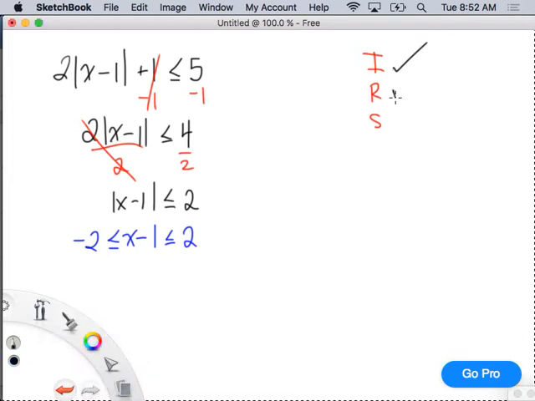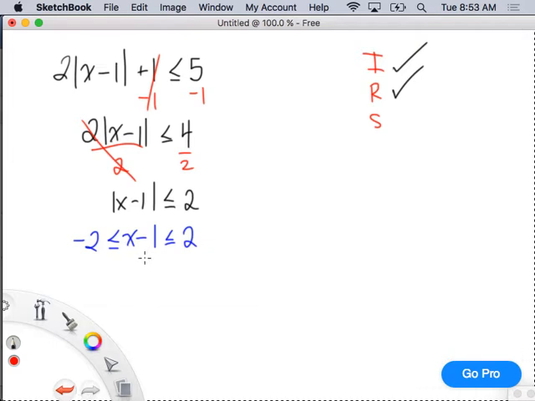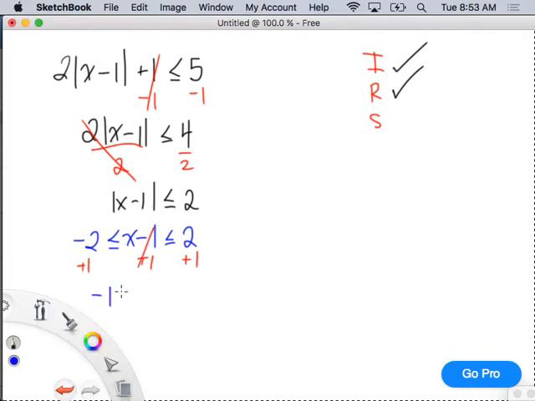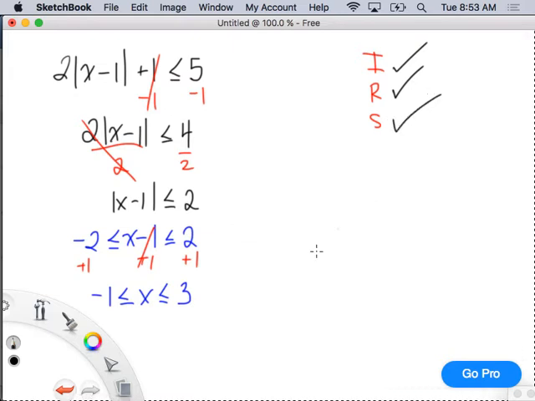I've now finished my rewrite, and now I solve. And to solve, I just add 1 to all 3 sides there. So I get -1 is less than or equal to x is less than or equal to 3 is my solution. I'm done. And then if I'm asked to plot this on a number line, it would just be something like this. Here's -1, here's 3. It's in between the two.